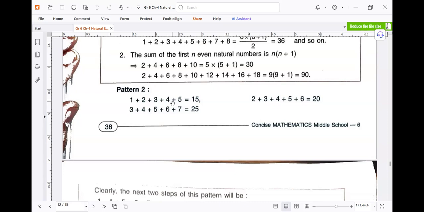When you add this, what is the formula? 1, 2, 3, 4, 5. What is the formula for this? N square, right? No. What is the formula for?